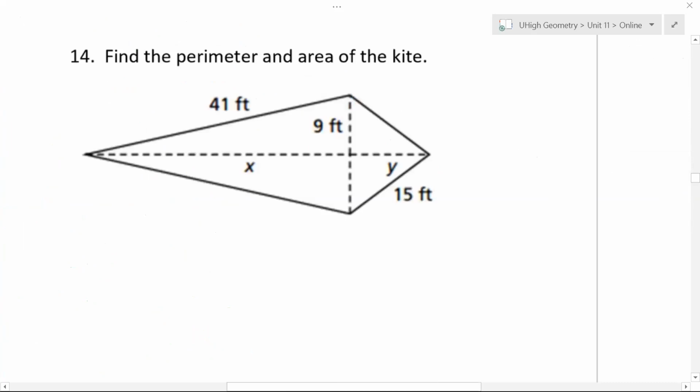So what I want you guys to do now is pause the video and try number 14. This one is a little bit harder than the first two that we did, but I want you guys to go ahead and give it a shot. Try to find the perimeter and the area of the kite. And then once you've tried that, go ahead and keep watching the video and I will work through this problem with you guys.